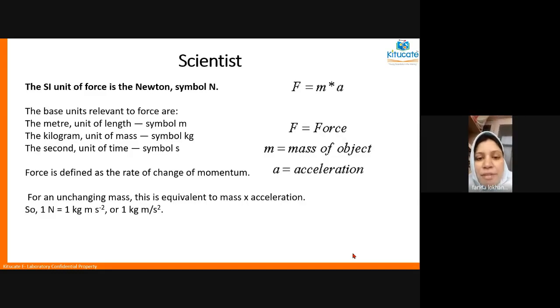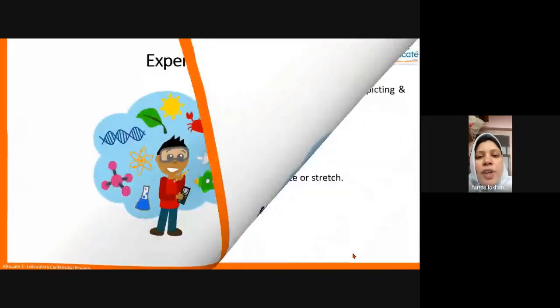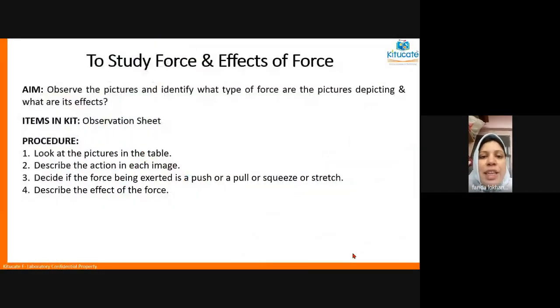Okay, now we will go to our first experiment. Next slide. In the first experiment, you're just going to look at the observation sheet. If you have the printout, you can write it there itself. If you do not have a printout, you can write it in a pen and book somewhere. So we'll go to the observation table.